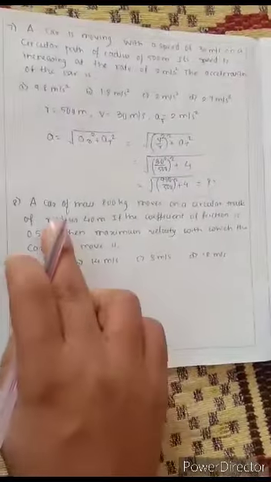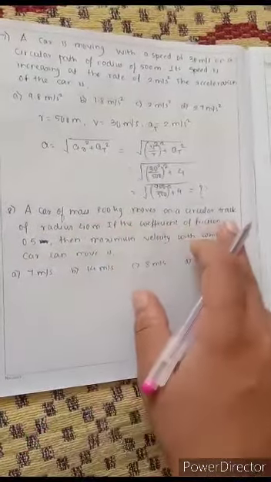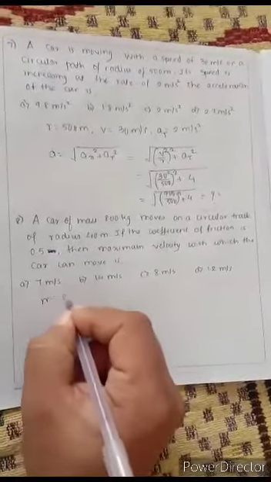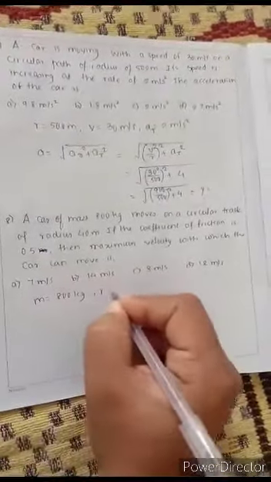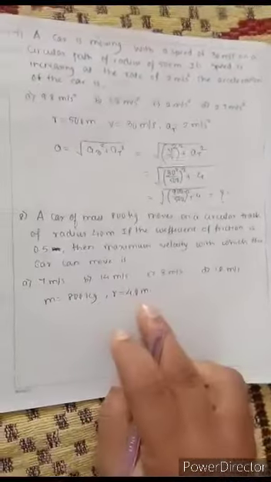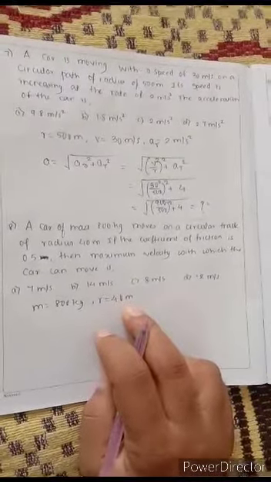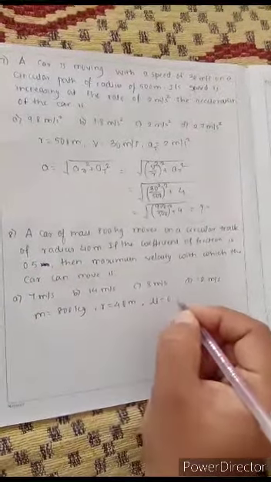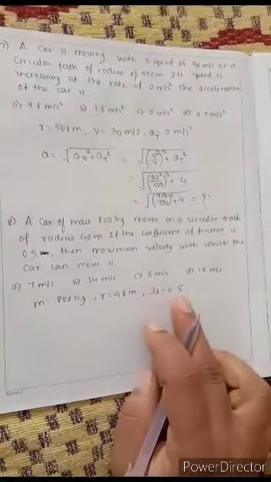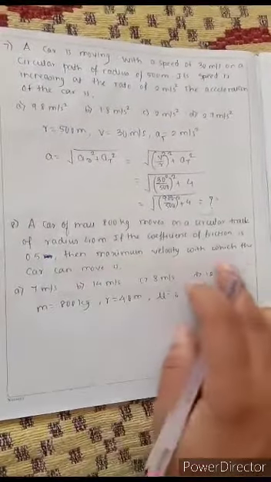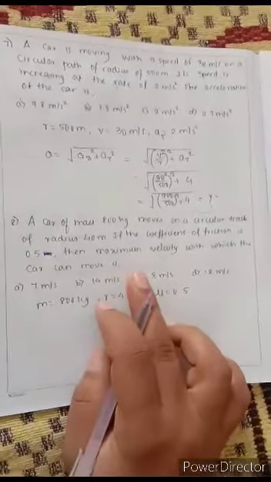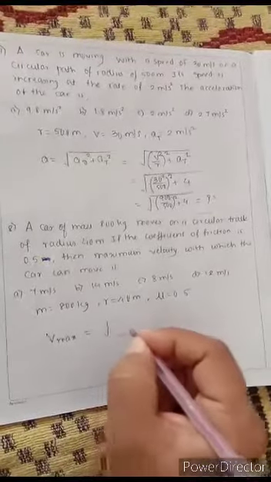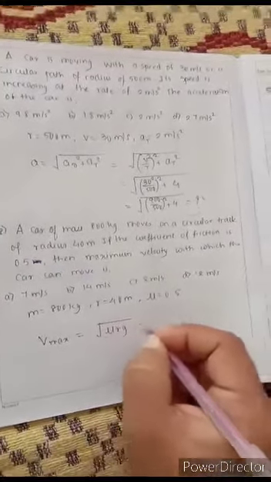Next thing, a car of mass 800 kg moves on a circular track of radius 40 meters. Okay, so let me write here, mass is 800 kg, radius is 40 meter. Just write down the given things, it will help you a lot. If the coefficient of friction is 0.5, now as you know, coefficient of friction is denoted by mu, as we have discussed in our theory lecture, then the maximum velocity with which car can move is, see, I have given you the formula for v max already in the theory lecture. It is under root mu r g, right?